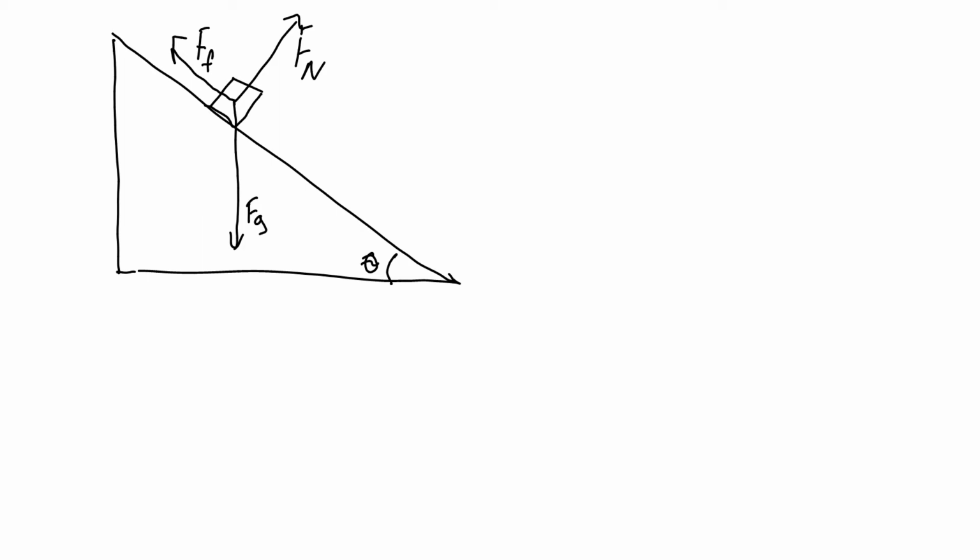This is in red because FG gets broken into two components. We're going to call these Fy and Fx, and this angle is also theta. FG is right there. So Fy and Fx come from FG and the angle.